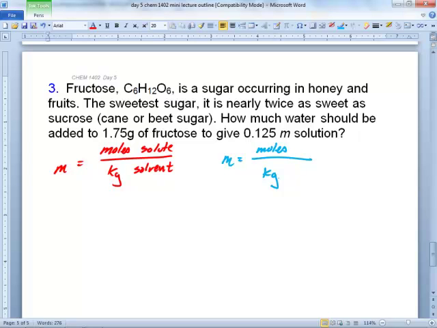Yeah, except I wouldn't write the word fructose. I would write C6H12O6. It's a lot, but it falls into the format of everything we've been doing. And then kilograms of solvent, Vanessa, kilograms of, what's our solvent? Water, H2O.